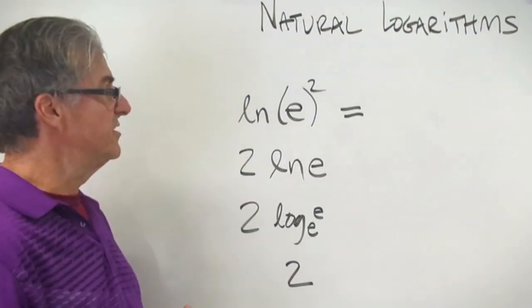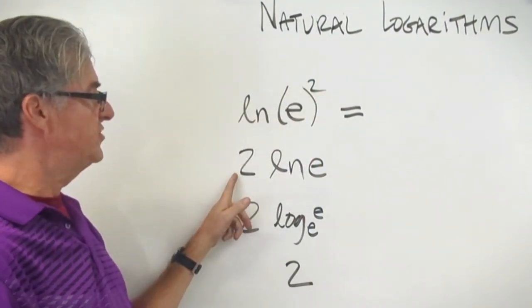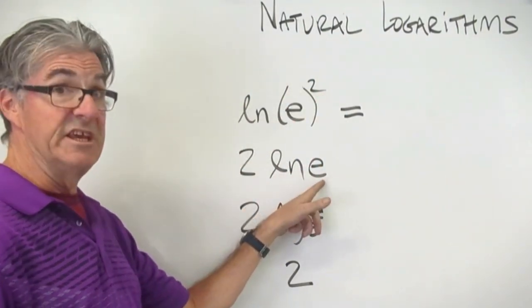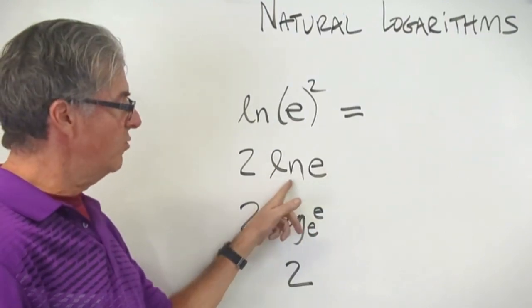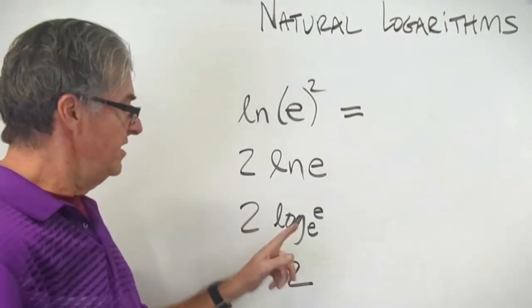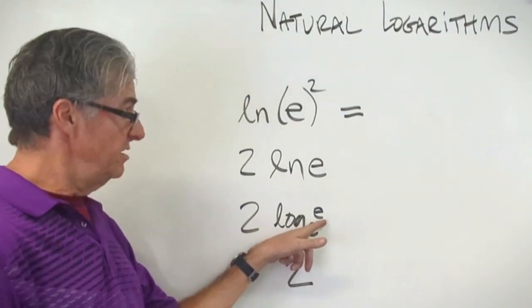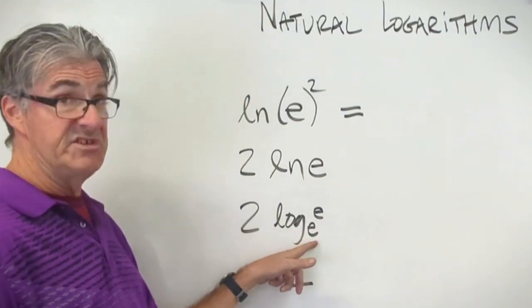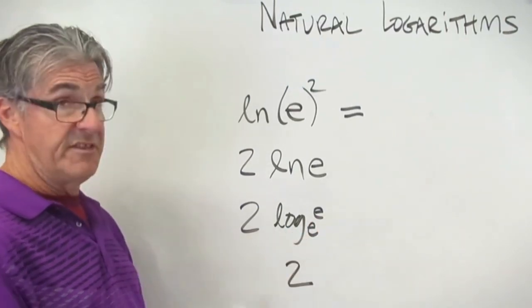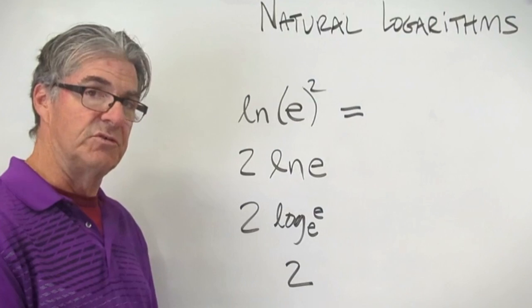So here's one way to do this one. I'm going to bring my power out in front. So now I have 2 times the natural log of E. And now I'm just recognizing what this means. The natural log of is log base E. So I have 2 times log base E of E. So this is saying what power do you got to raise E to get E? That's 1. So this is 1 times 2 is 2.